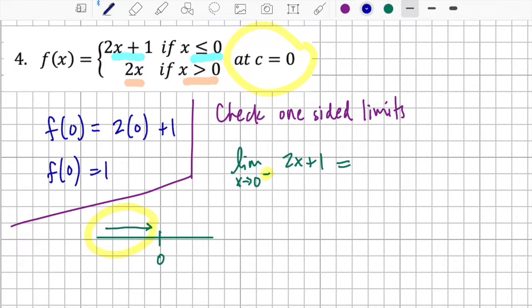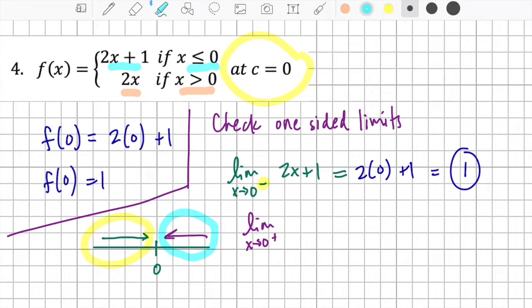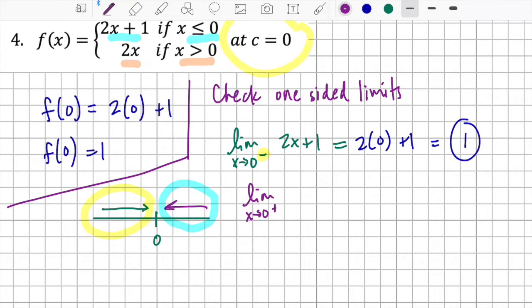So now all we have to do here is plug it in. So 2 times 0 plus 1, that's going to be 1. So the limit as x approaches 0 from the left is equal to 1. Okay. So now we check the limit as x approaches 0 from the right. Well, if you're approaching from the right, that means that all the x values are on this side, and all those x values are greater than 0. And if they're greater than 0, then I will have to use the other equation, which is just 2x. So let's plug it in.